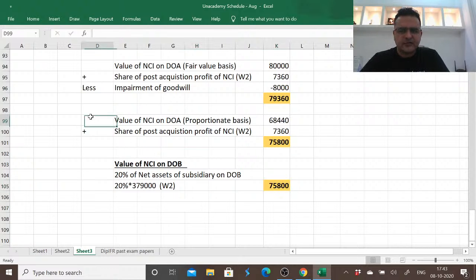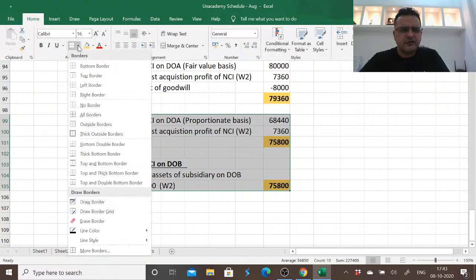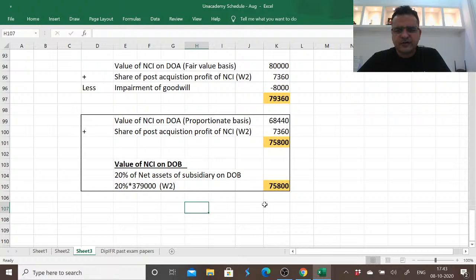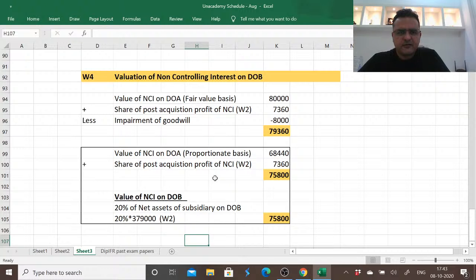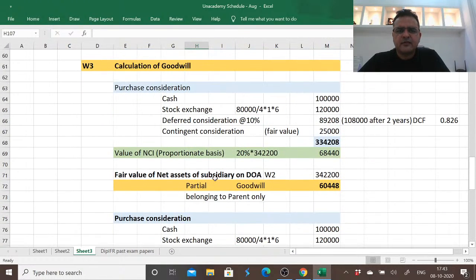So this is also possible. So mathematics is a choice. This is also possible if you're valuing NCI on proportional basis, and if you're very confident of your valuation on the date of the balance sheet, you can use this method as well. Why was this changed? Because the calculation of goodwill has gone through a journey. Earlier we were valuing NCI only on proportionate basis. Then there was a change that NCI should be valued on fair value basis. So the manner of presentation changed.